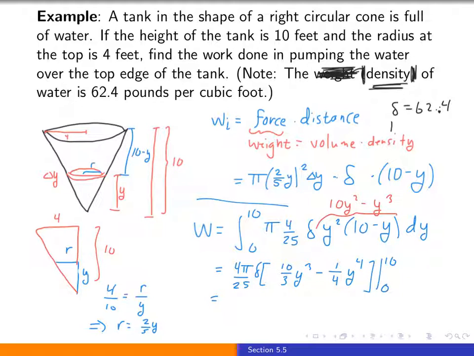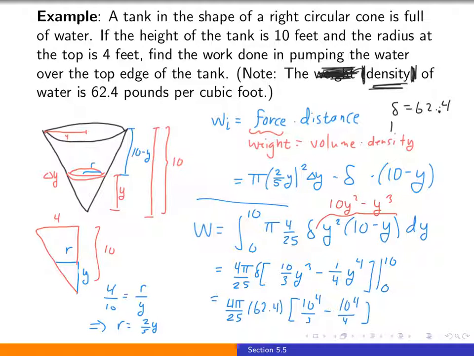I forgot the density delta. So at this point, we can go ahead and plug in what that value is for delta, 62.4. So we are going to have 4 pi over 25 times 62.4. We plug in y equals 10, so 10/3 times 10 cubed is going to be 10 to the 4th over 3, minus 1/4 times 10 to the 4th, so 10 to the 4th over 4. We put a minus sign, we plug in 0. When we plug in 0, we get back 0.